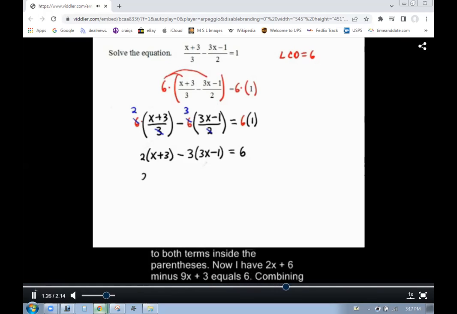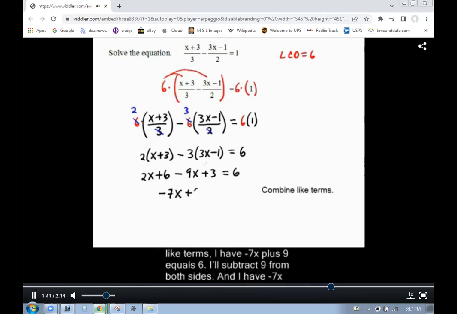Now I have 2x plus 6 minus (9x plus 3) equals 6. Combining like terms, I have negative 7x plus 9 equals 6.